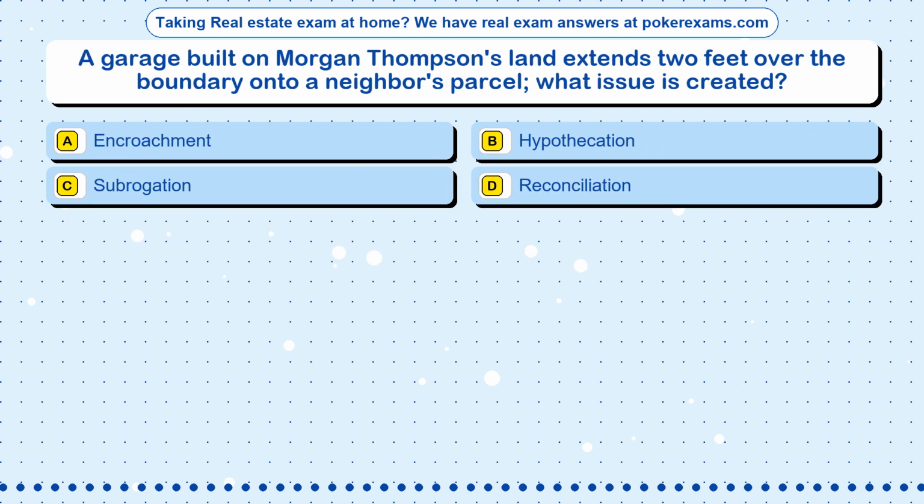Question 41. A garage built on Morgan Thompson's land extends 2 feet over the boundary onto a neighbor's parcel. What issue is created? Option A. Encroachment. Option B. Hypothecation. Option C. Subrogation. Option D. Reconciliation.